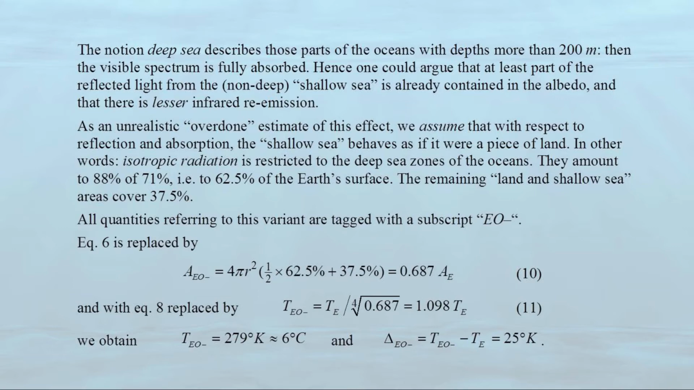They amount to 88% of 71%, that is 62.5% of the Earth's surface. The remaining land and shallow sea areas cover 37.5%. All quantities referring to this variant are tagged with the subscript EO-. The radiating area is now modified by a factor of 0.687, see equation 10. For the corresponding temperature, TEO-, we obtain 6 degrees Celsius instead of 10 degrees Celsius and a temperature difference of 25 degrees Kelvin instead of 29 degrees Kelvin.